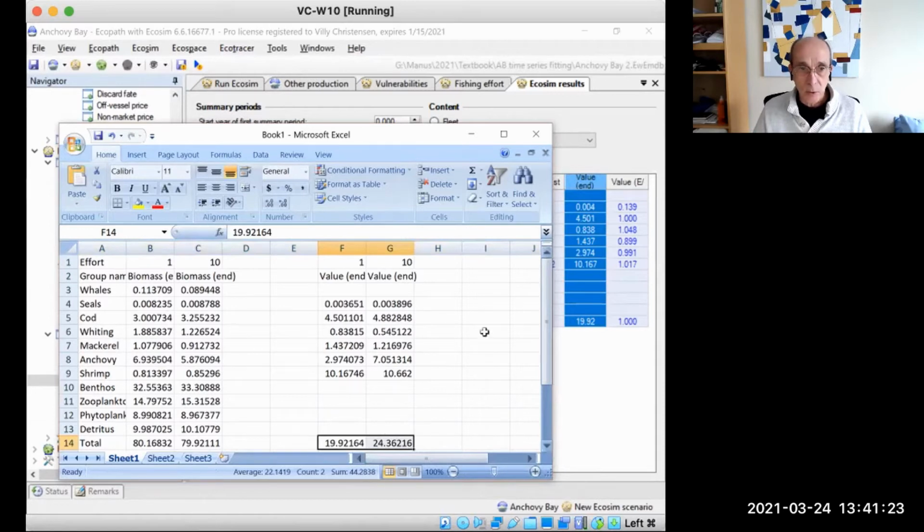We also see here that this increase has implications for whales, where the biomass is reduced by roughly 20%. It has implications for some of the prey as well. Among the predators, mackerel is reduced 10%. Whiting will see a substantial reduction because anchovy is a major prey item for whiting in Anchovy Bay. So we're seeing these spin-off effects.